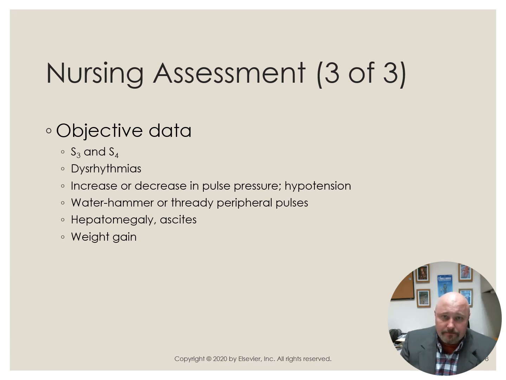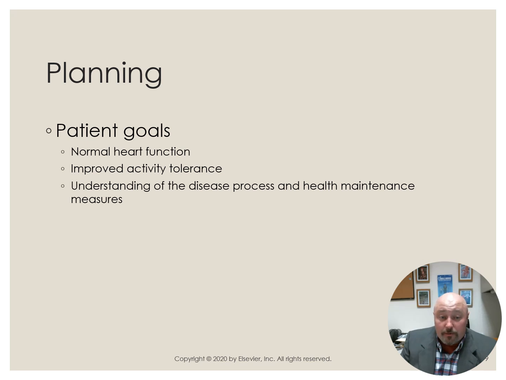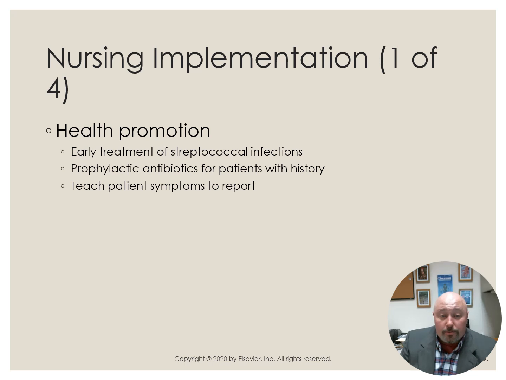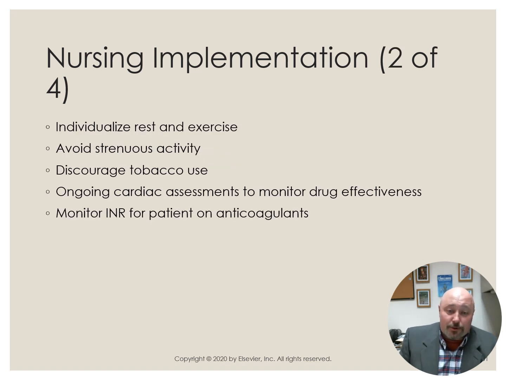When planning our patient goals, they would be things like the return of normal heart function, improved activity tolerance, and an understanding of the disease process, along with the health maintenance requirements. Health promotion would include early treatment of streptococcal infections, prophylactic antibiotics for patients with history, and teaching the patients what symptoms to report. We want to individualize rest and exercise and avoid strenuous activity. We also want to make sure we're discouraging tobacco use, providing ongoing cardiac assessments to monitor drug effectiveness, and carefully monitoring the patient's INR when placed on anticoagulants.